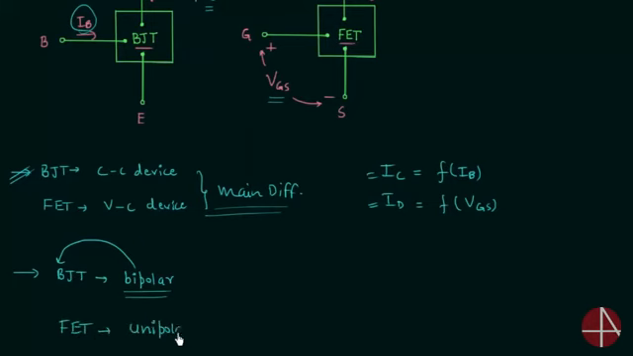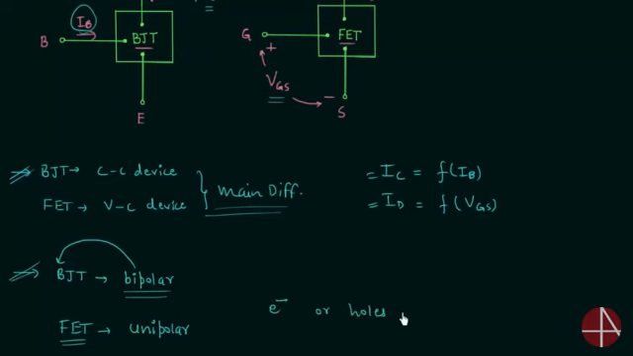This means FET depends solely on either electrons or holes. So FET is a unipolar device because it depends either on electrons or on holes. So this is all for the third point.